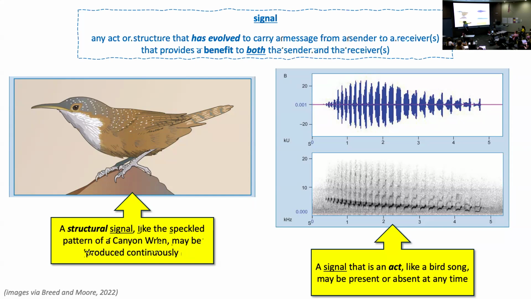But the call of the canyon wren is something that the canyon wren can choose to turn on at any particular time, and it's very elaborate, and it signals to other canyon wrens, for example, that it's ready to mate, et cetera. And so that's what we mean by an act. So signals can be things that we intend to turn on and turn off, or signals can be things that are just always there. All right. Does that make sense? What I mean by how this is actually a signal, even though it's just a speckled pattern on the back of a bird?